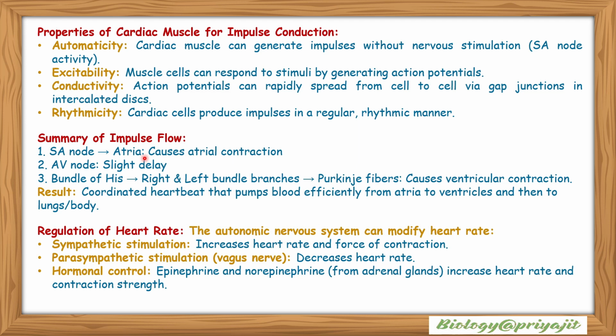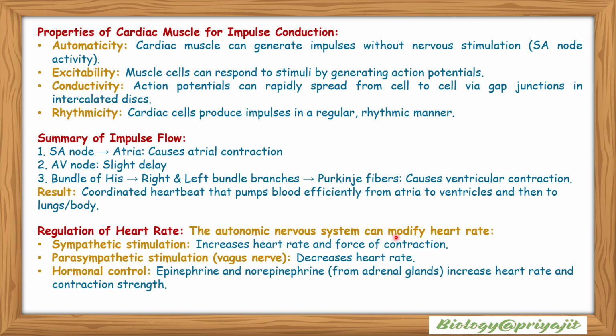Summary of impulse flow. SA node to atria, it causes atrial contraction. AV node, slight delay. Bundle of His, right and left bundle branches, Purkinje fibers, and it causes ventricular contraction. So the result is a coordinated heartbeat that pumps blood efficiently from atria to ventricles and then to lungs or body.